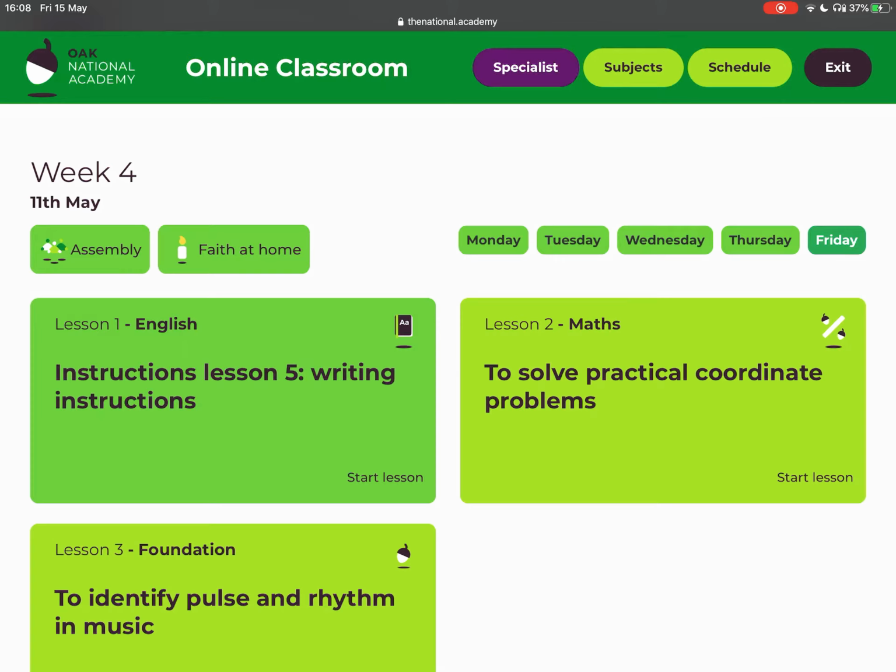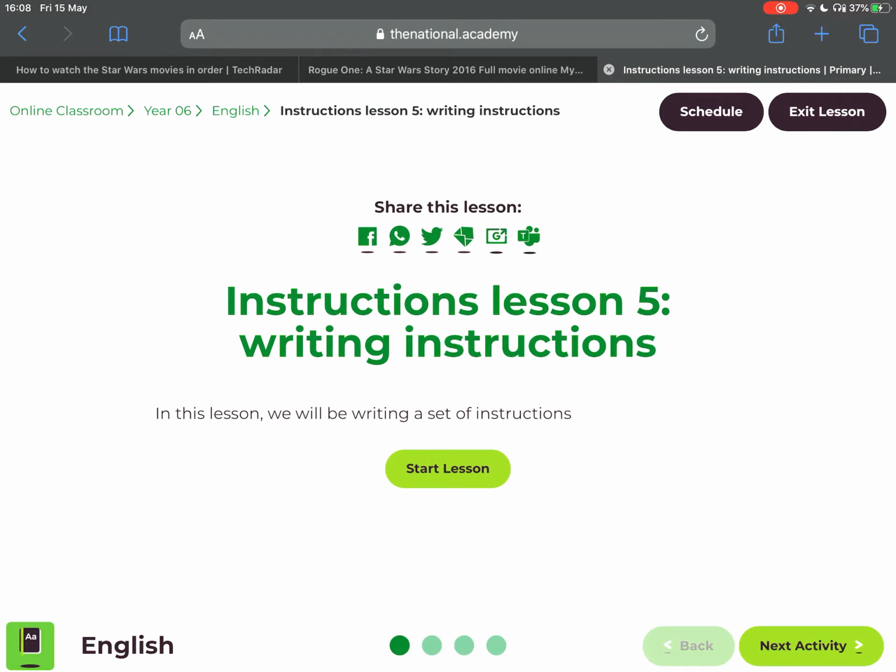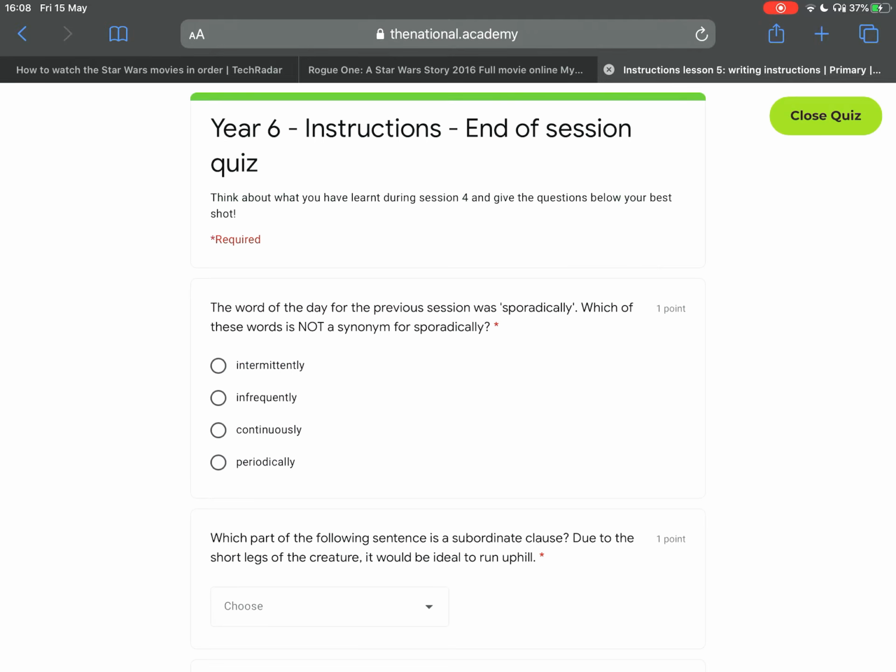So we are doing our daily recap on Year 6, and let's get straight into this. So, of course, today it's Friday, and lesson 1 you have English instructions. Lesson 5 writing instructions. In this lesson, you're going to be writing a set of instructions. After that, you have your introductory quiz here.